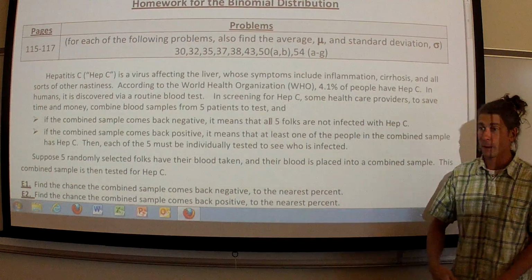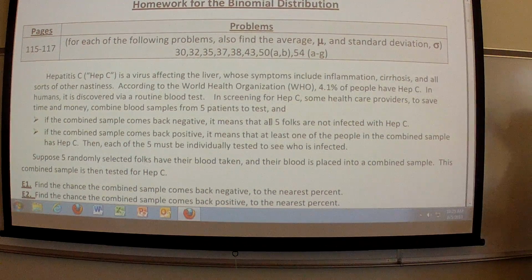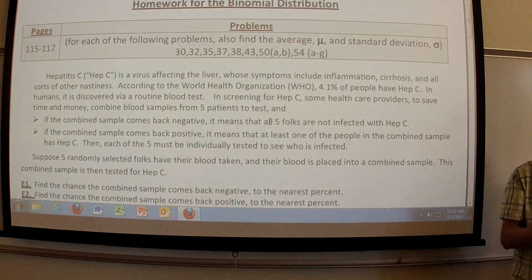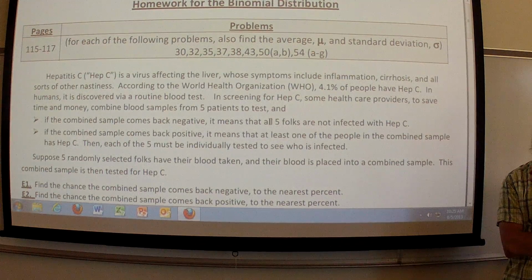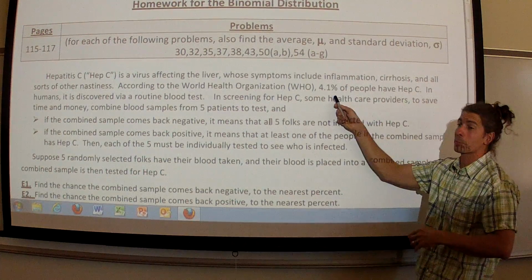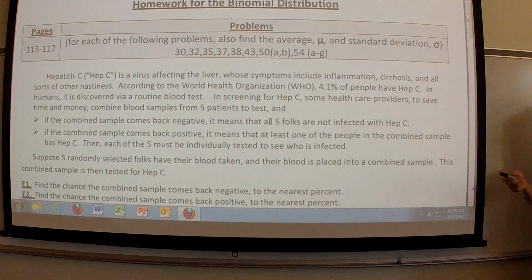Either they have it or not. Good. There's number 1. It's a mutually exclusive situation of 2. You either have Hep C or you don't have Hep C. Nice. What else makes it binomial? You have a constant probability. Good. Oh, good, Elena. This is good, actually.